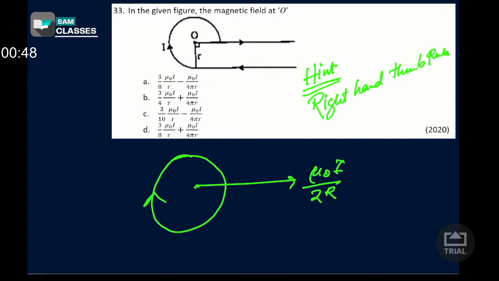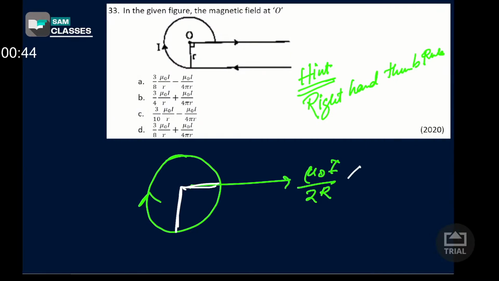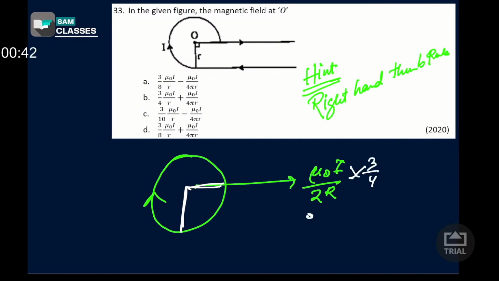Now this is not for the whole circle, we're talking about 3/4 of the circle, into 3 by 4. So what you'll get? 3 mu naught I by 8r. Check where we have 3 mu naught I by 8r. How many? We have it either on this or this. So two options, these two got rejected.